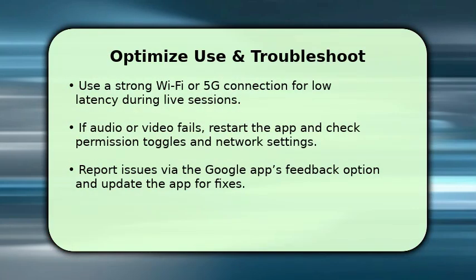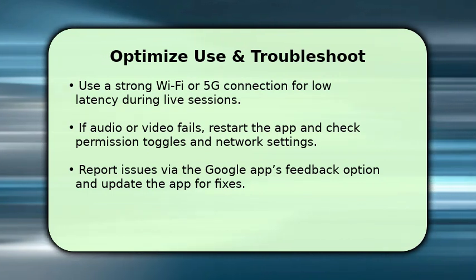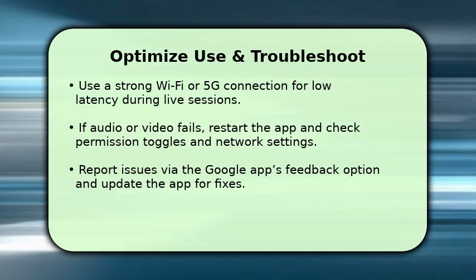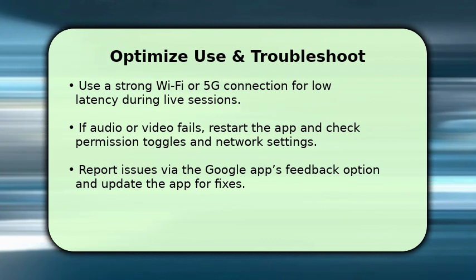Finally, optimize performance and troubleshoot common problems. Connect to a stable Wi-Fi or 5G network for low latency during live sessions and close background apps that use CPU or camera. If audio or video fails, restart the Google app, check microphone and camera permission toggles, and confirm the app has at least 200 MB free temporary space.